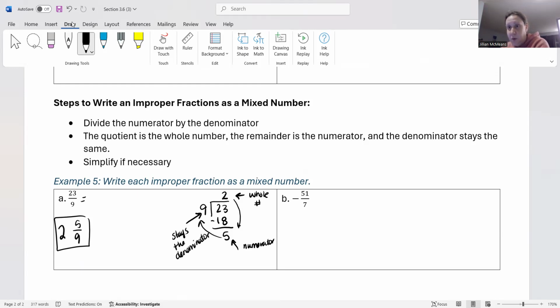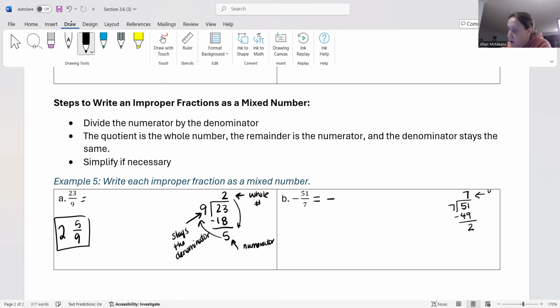So I have -51/7. The negative just stays in the answer. Remember, the negative's not part of the calculation. If I have a negative improper fraction, that means I have a negative mixed number. So I'm just going to put an equals and a negative, and we'll throw the resulting number in with that negative. So let's see, we've got 51/7. We have to find out how many times 7 goes into 51. I know 7 times 7 is 49, and that's as close as I'm going to get to 51 without going over. So 7 goes into 51 7 times. 7 times 7 is 49. When I subtract, 51 minus 49 is 2.